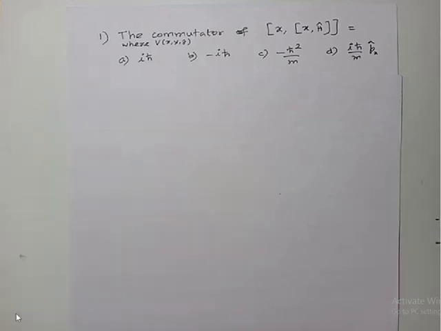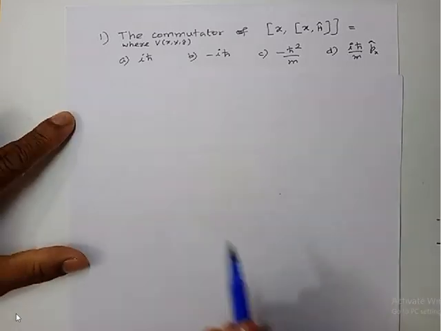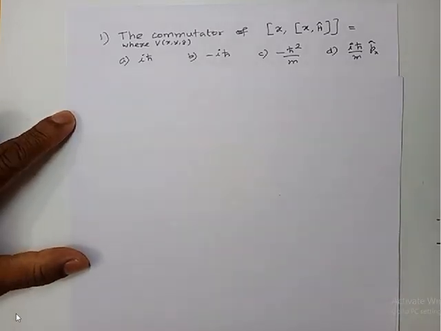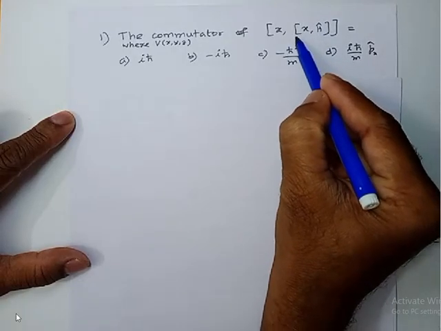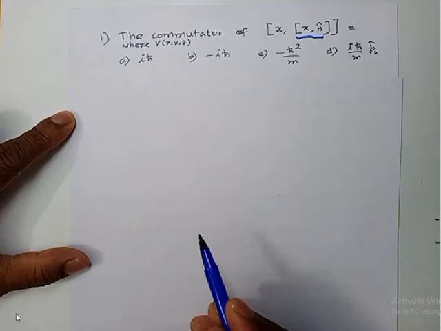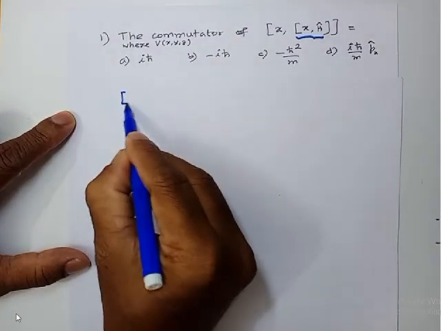Find the commutator of x comma H, where the potential energy is a function of x, y, z alone. Okay, what is the answer for this question? Right, listen. First, you take the commutator which is present inside. Let me work out that first.